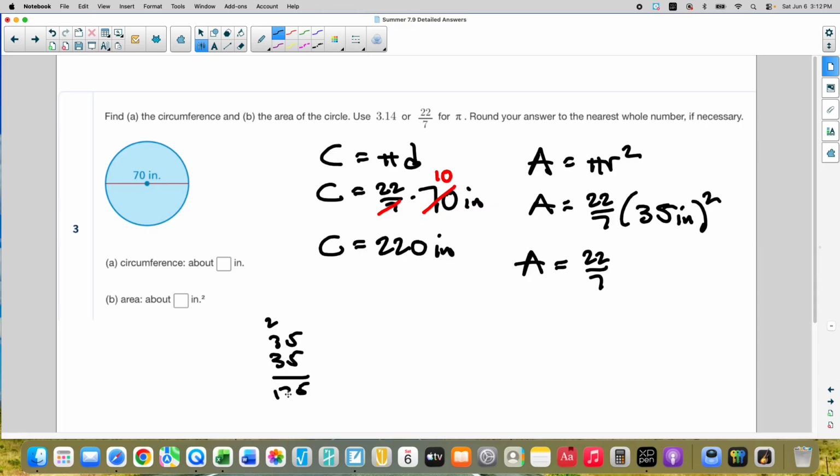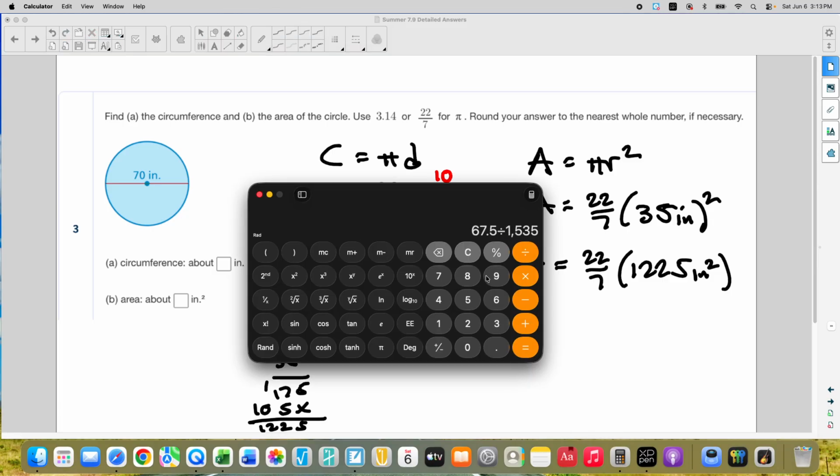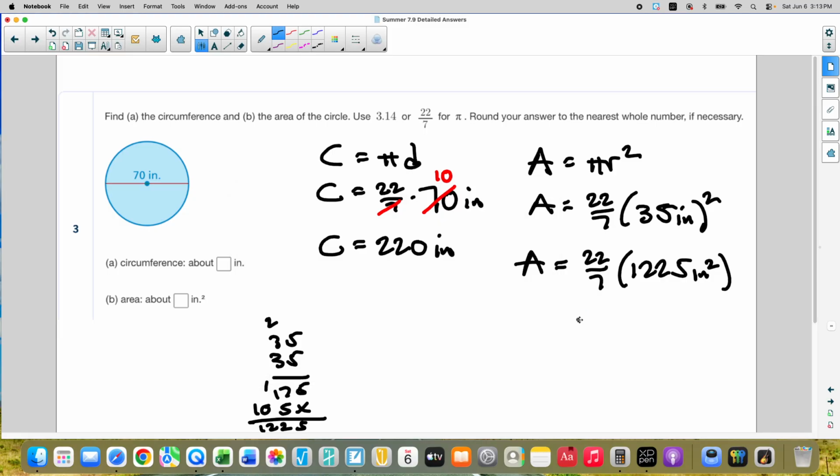25, that's 15, 17, that's 15, that's 1, 5, 2, 1, 2, 2. I think that's good. So 1,225 inches squared. Could have gotten away with that. And let's just check that and make sure that 35 squared equals, yep. And now we're going to cross cancel.